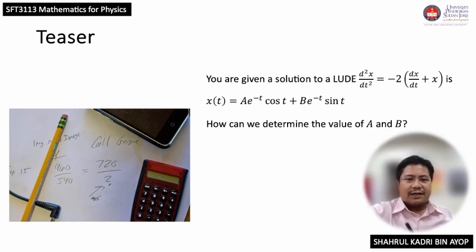You are given a solution to a linear unforced differential equation. So this form is the general solution. But how can we determine the unknown A and the unknown B? How?